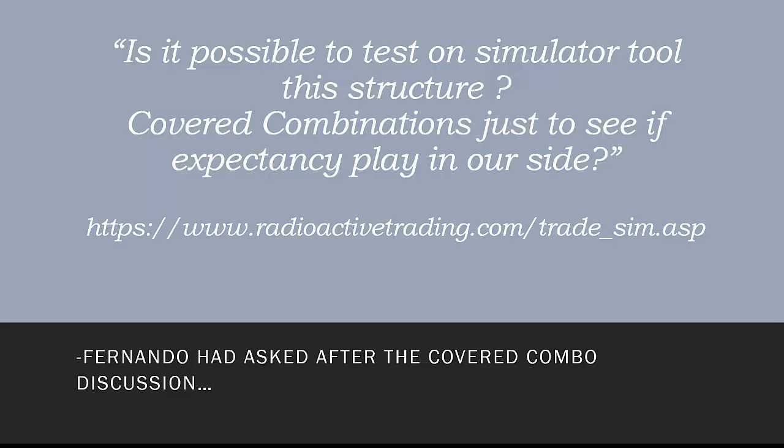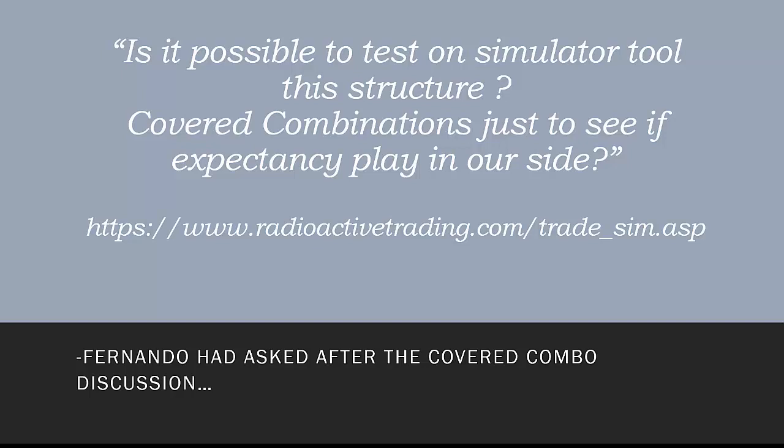At the end of that discussion, Fernando asked, is it possible to test this structure on the Trade Simulator tool, looking at covered combinations just to see if the expectancy plays in our favor? This tool, of course, is available at radioactivetrading.com under the Resources tab. It allows you to put in your expected profit for a trade, the expected loss you take on average, and your win-loss ratio, and it runs a scenario through 100 trades to see what your expectancy, or outcome of potential profit, would be in a simulation.